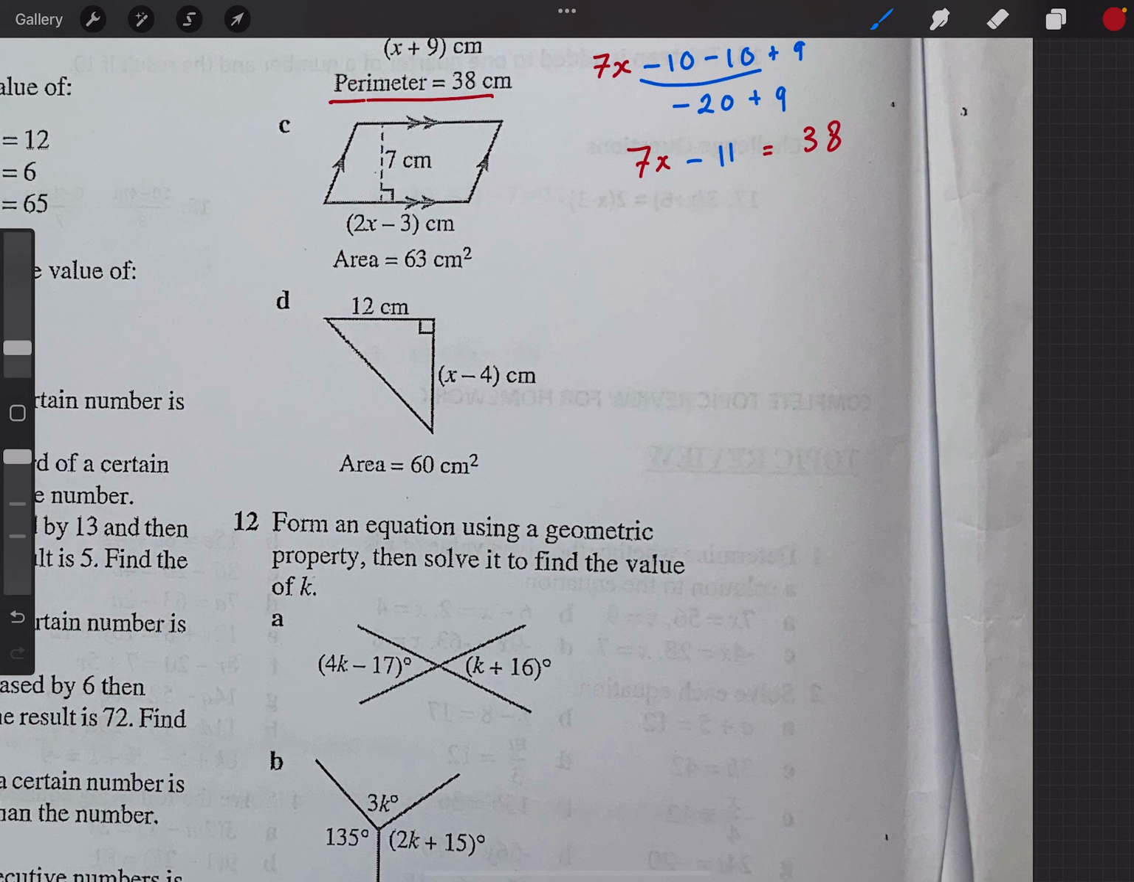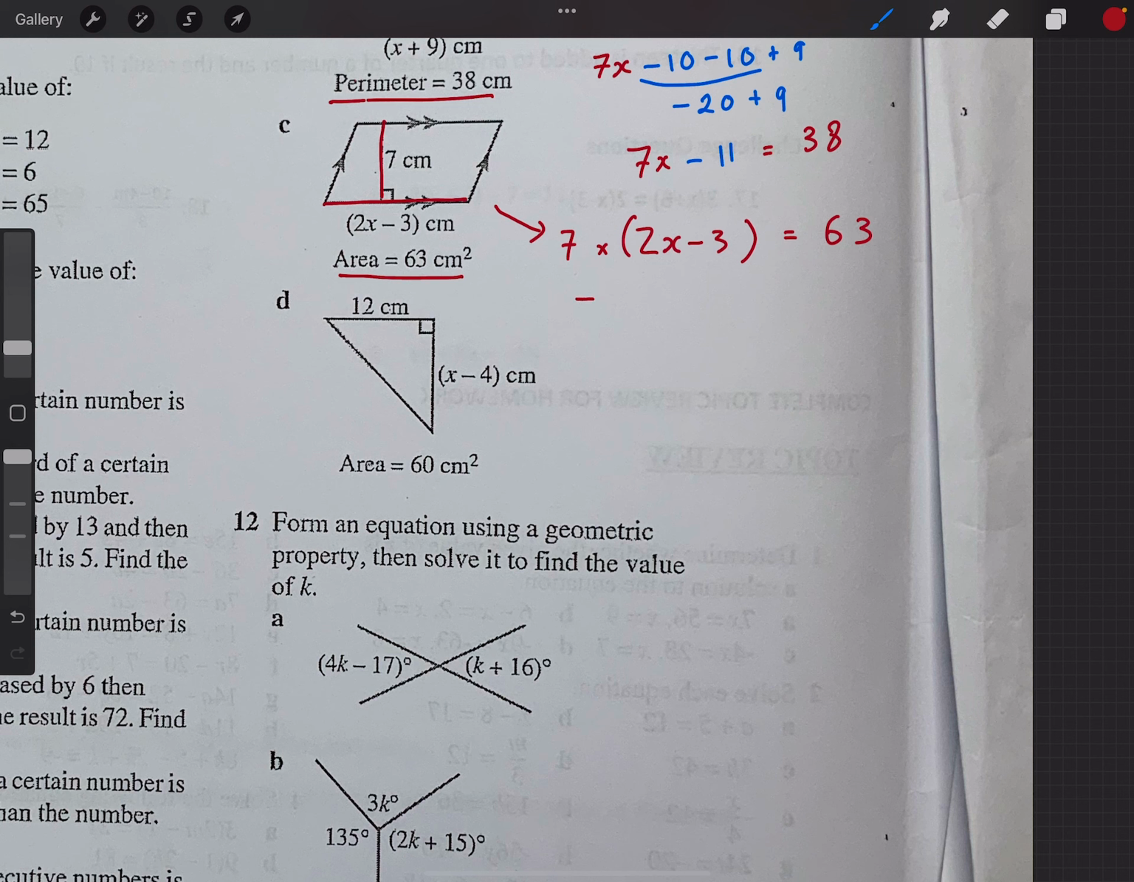The next one is question C. Now, it's given us the area. And this shape is a parallelogram. So to find the area of a parallelogram, we multiply the base by the height. That's it. It's just like a rectangle. So we have to multiply the base, which is 2x minus 3, times the height, which is 7. And that will give us the area, which is given to us to be 63 centimeters squared.